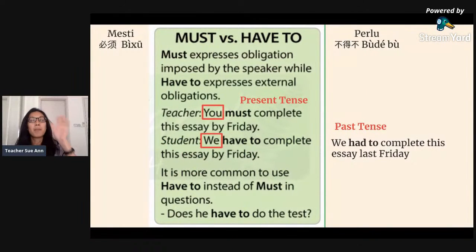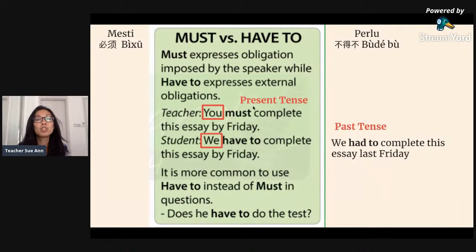All right, the next one is must versus have to. Must means mesti, confirm. Okay, perlu is have to. So it's talking about who says must and who says have to. So let's say I say must is the teacher say you must complete this homework, this essay by Friday. Students say we have to complete this essay by Friday. So this is in the present tense, have to. But in the past tense, we had to complete this essay last Friday. Have to means is the person saying I have to. You must, okay? Kamu mesti, okay? Saya perlu, something like that.